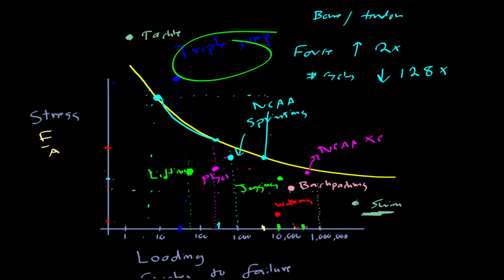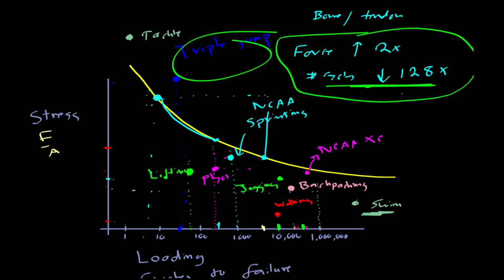So the big takeaway is, number one, think about where different activities fall on this SN curve. And number two, notice how dramatic the effect of small changes in force can be on the number of loading cycles you can tolerate until you sustain an injury.